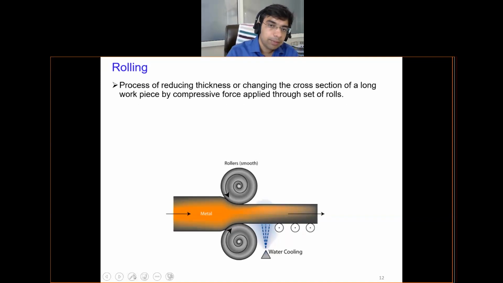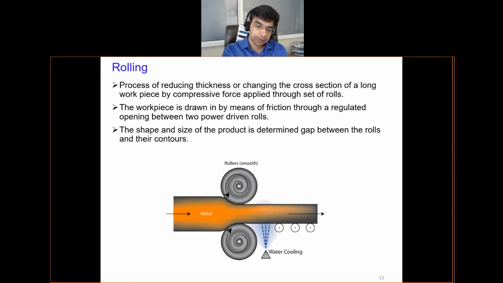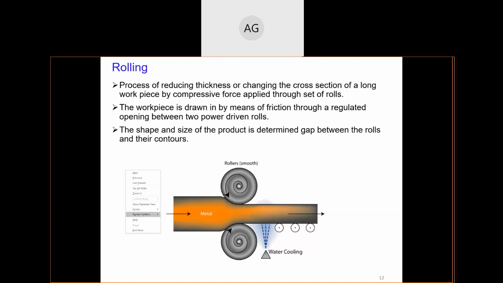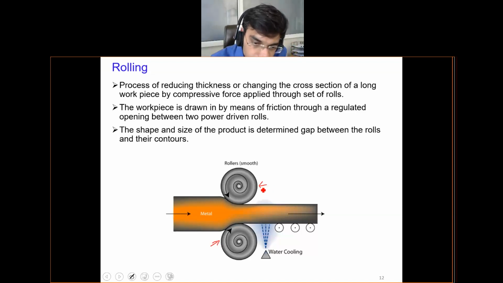In most forming processes, the workpiece is known as the stock. And if you talk of rolling, what happens in rolling? We have two metallic rolls as shown here. These two metallic rolls compress the workpiece.